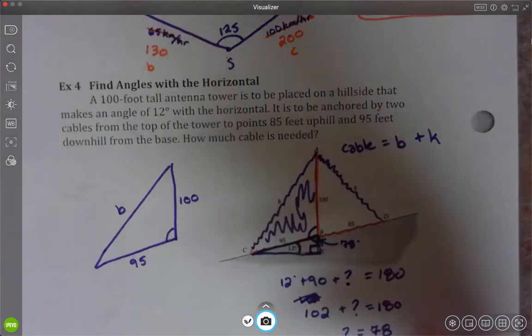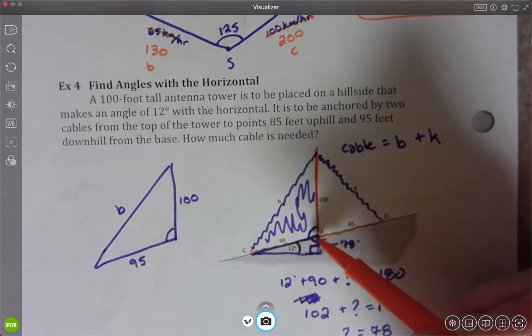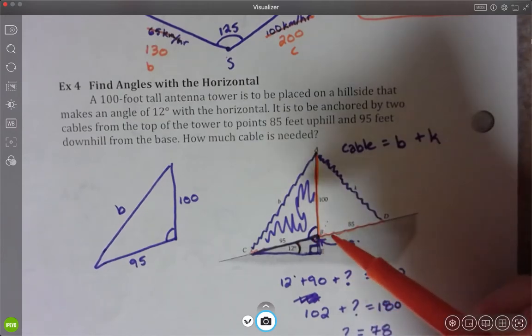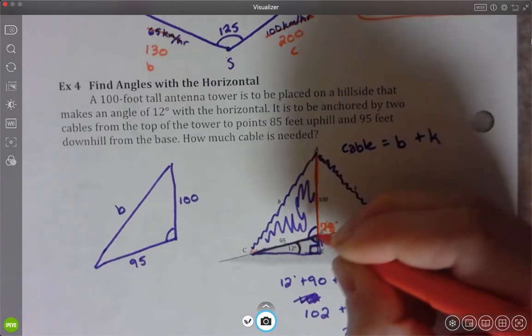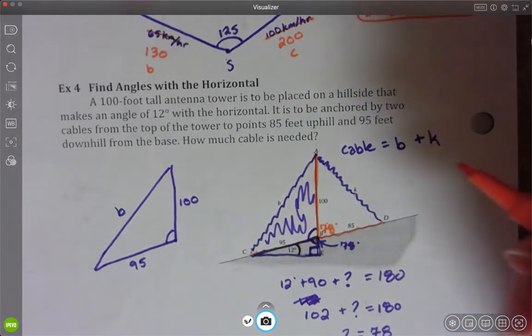So then if I know that that's 78, okay, the one across from it, this is going back to geometry, the one across from it has to also be 78 degrees, right? Those two are called vertical angles. They're across from each other, right?